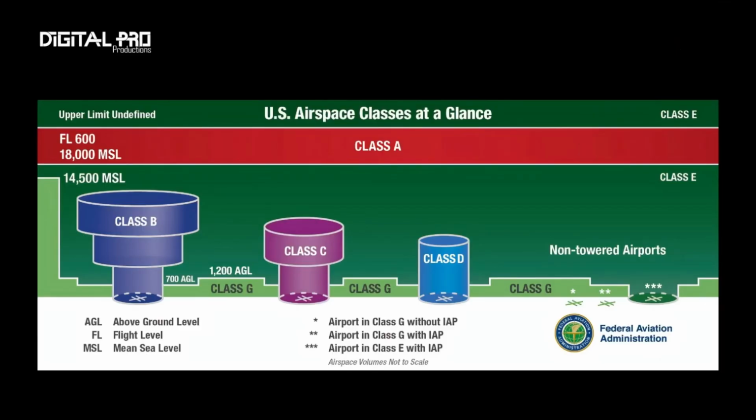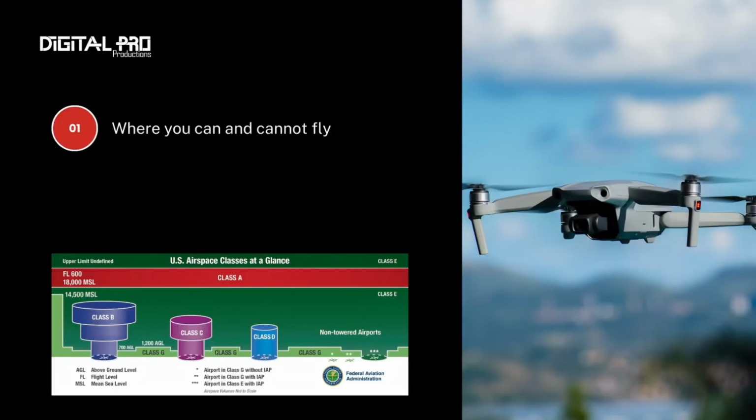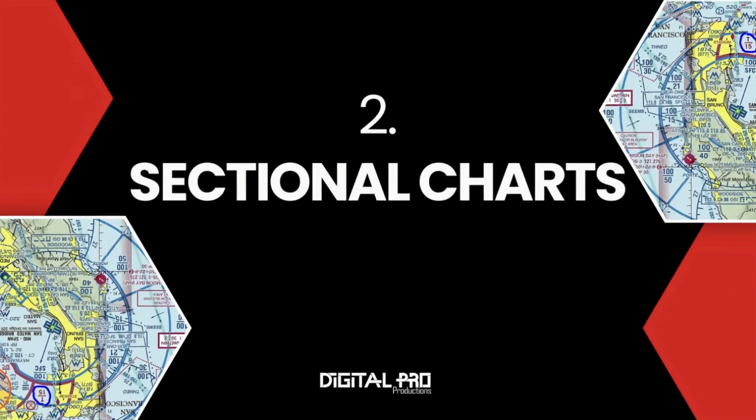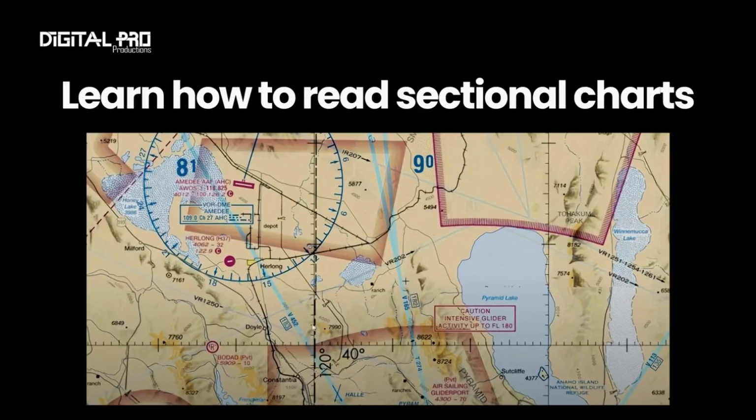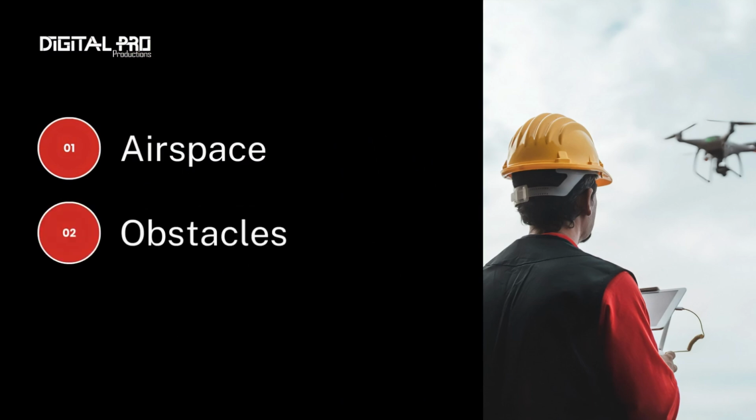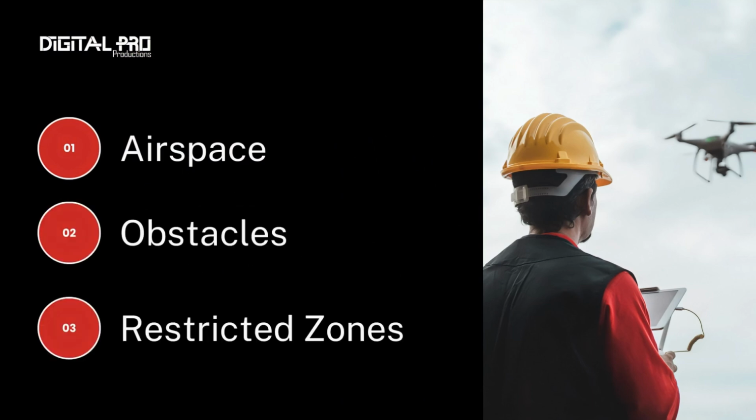Understand Class B, C, D, E, and G airspace, where you can and cannot fly, and when ATC authorization is required. Learn how to read sectional charts. These maps are your key to identifying airspace, obstacles, and restricted zones.